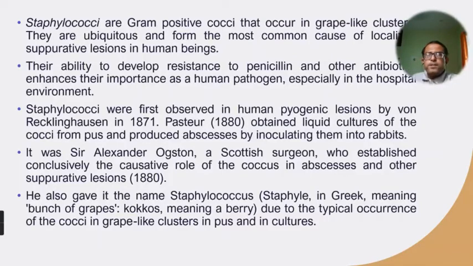So Staphylococci are a genus which mostly contains gram-positive cocci. The characteristic of this bacteria is that the cocci appear like grape-like clusters in morphology. When we observe this bacteria under the microscope, we are able to see it as grape-like clusters.